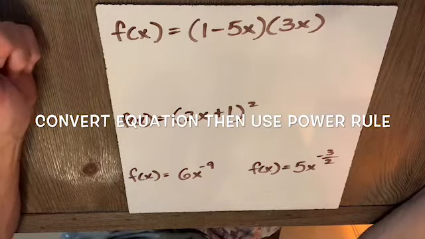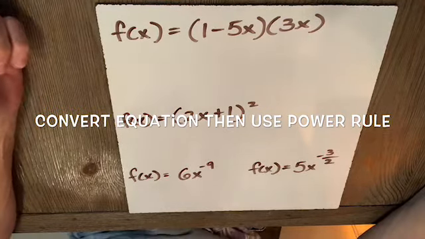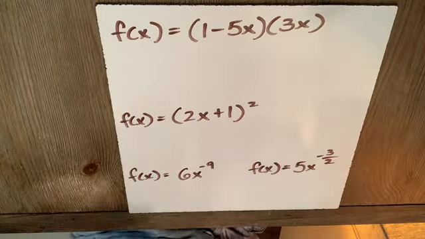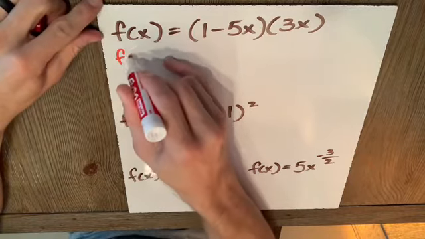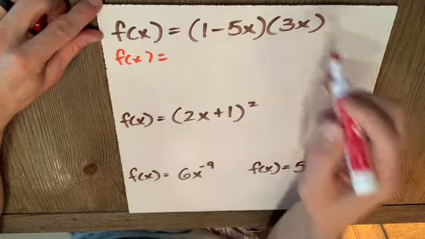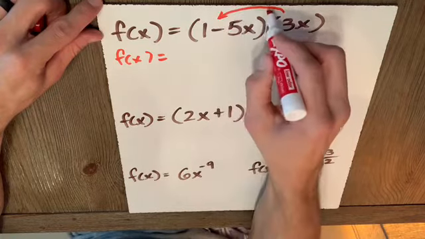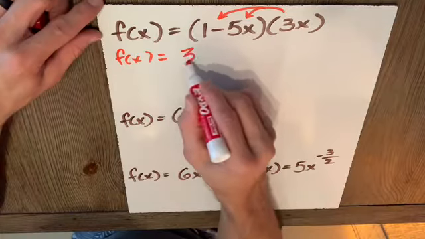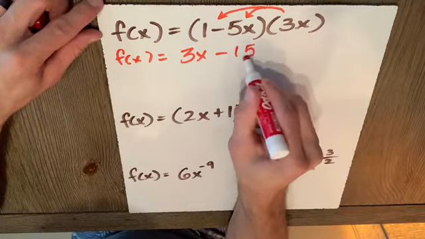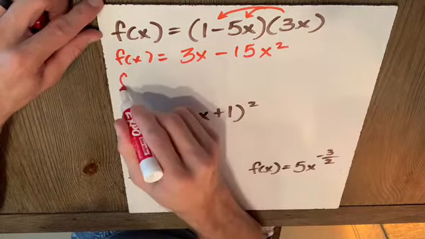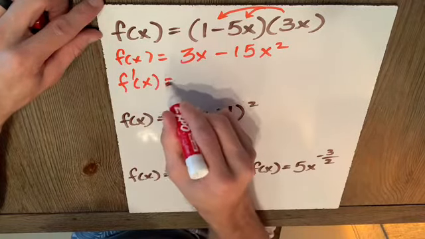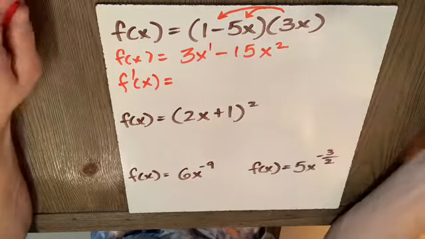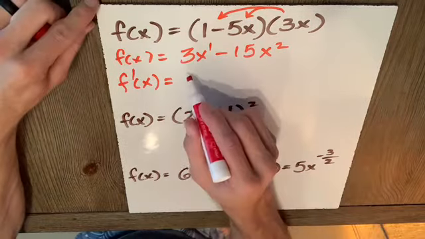Now we're asked to find the derivatives of some more challenging functions because this and this are not written out as polynomials. So maybe the first step we'd like to take is to write this out as a polynomial. I'm going to distribute this 3x to both of the terms of the binomial in parentheses, and I'll get 3x minus 15x squared. You can see that your success in calculus is going to depend heavily on your ability to do simple algebra. Now, I've got 3x to the first, multiply and subtract.